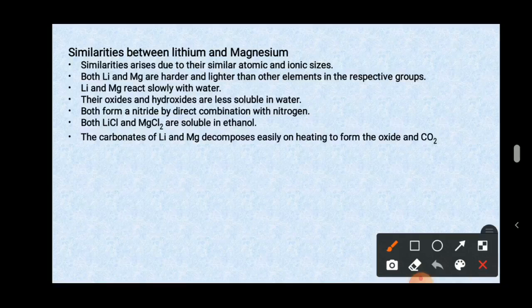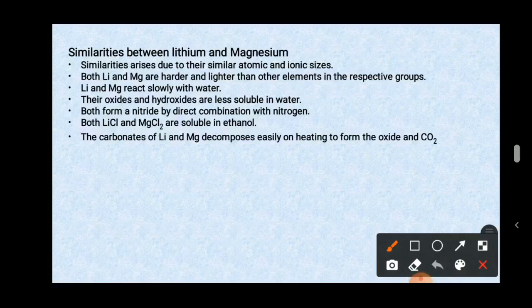Till now we observed the difference between lithium and other alkali metals. Now we are observing the similarities between lithium and magnesium, because they are diagonally related to each other. Why do these similarities arise? They arise due to their similar atomic and ionic sizes. Lithium and magnesium have similar atomic and ionic sizes. That's why they show similarities in properties.